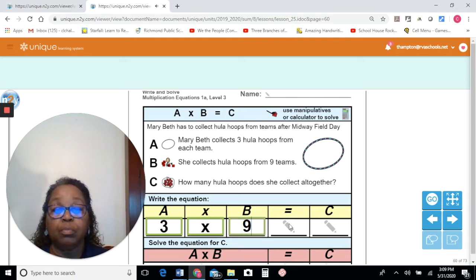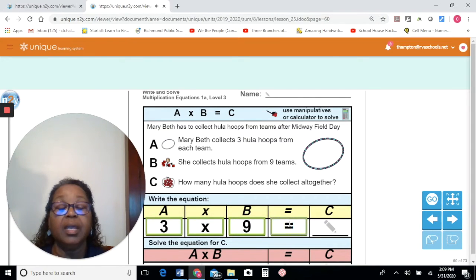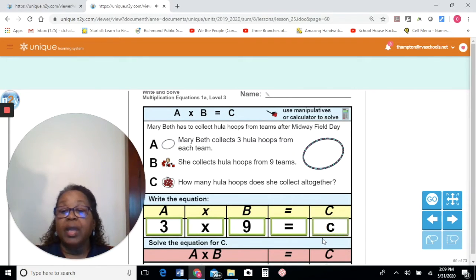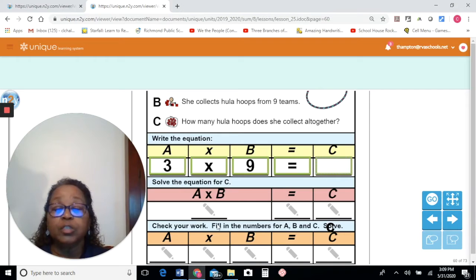And we have to show that we're solving the problem using an equal sign. And what we don't know is C. It says how many. We don't know, and it says altogether. So we don't know what C is, so let's put that variable. We are trying to solve for C. All right, let's move on to the next part. The next part of this would be to multiply 3 times 9. Multiply A times B, 3 times 9, so that we can get what the answer is.